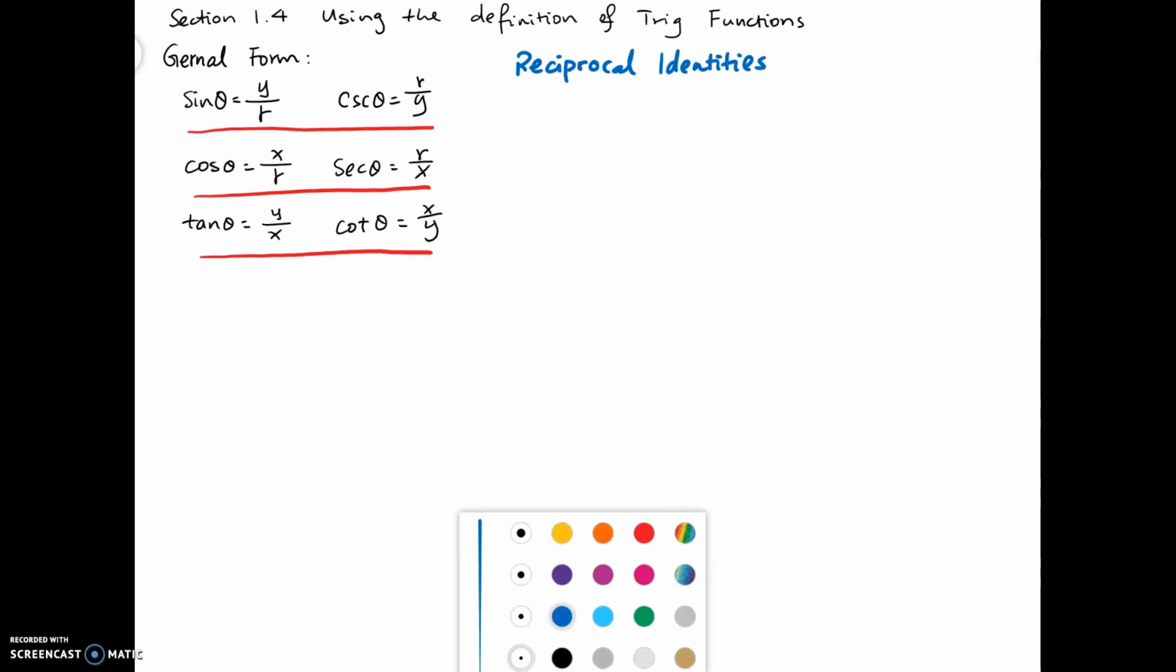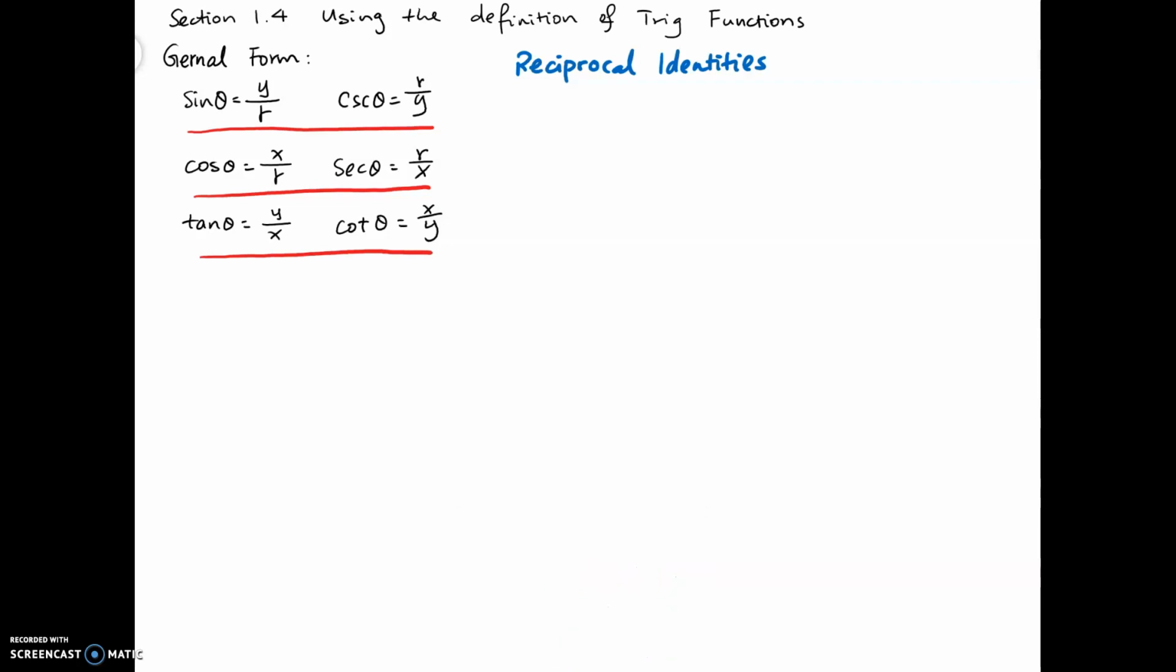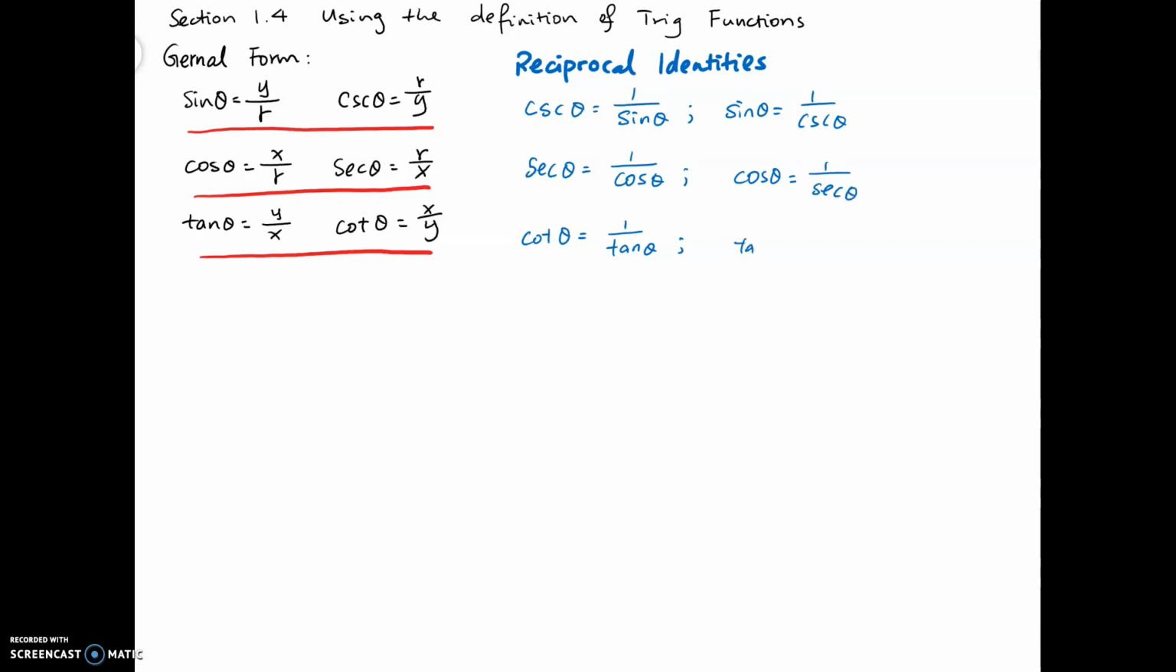That is, cosecant theta can be defined as 1 over sine theta. Secant theta can be defined as 1 over cosine theta. And cotangent theta can be defined as 1 over tangent theta. Or sine theta is 1 over cosecant theta, cosine theta is equal to 1 over secant theta, and tangent theta is equal to 1 over cotangent theta.